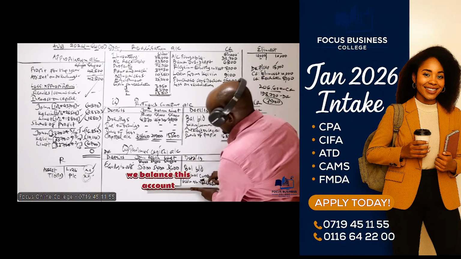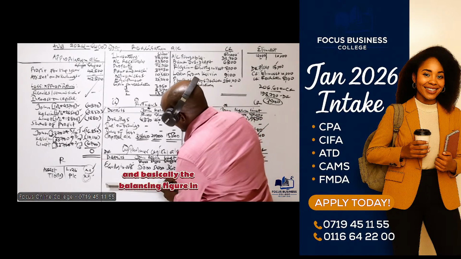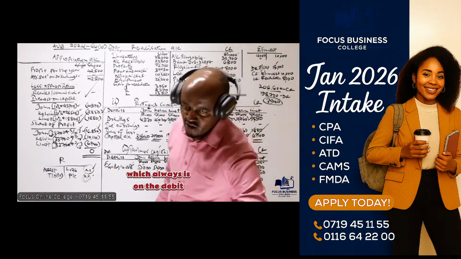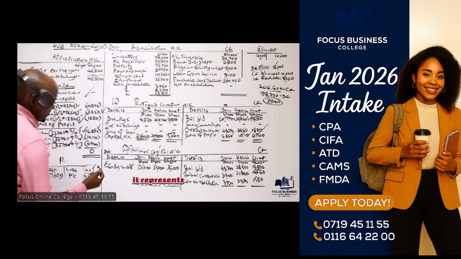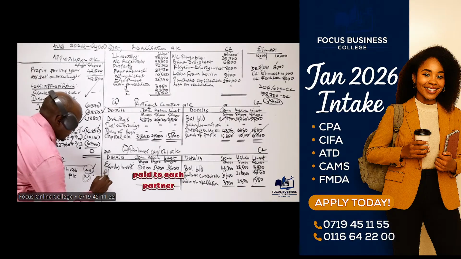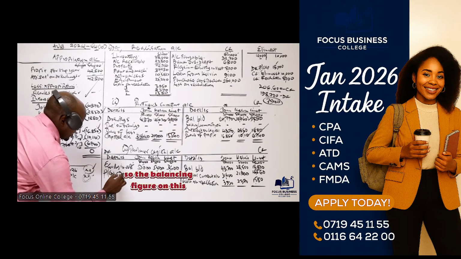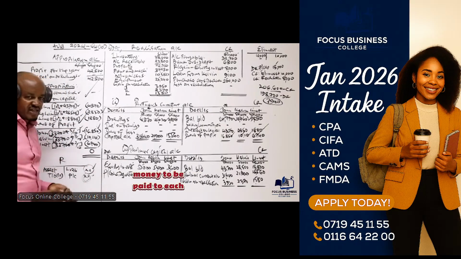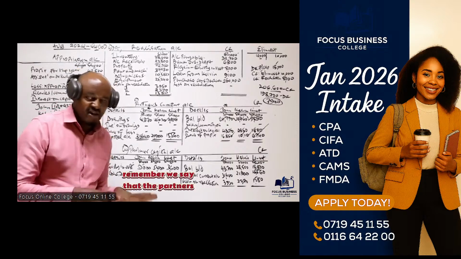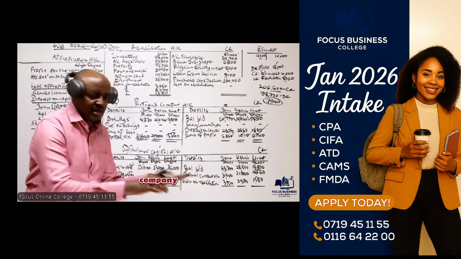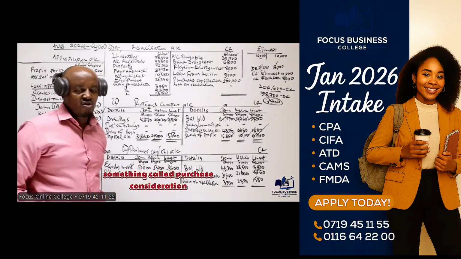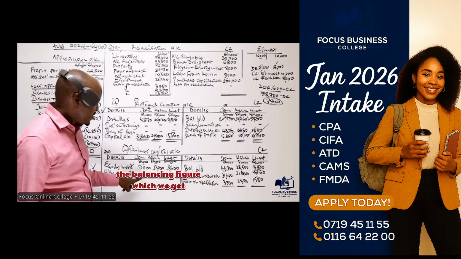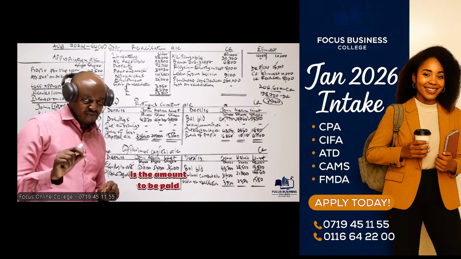We balance this account, we balance the partner's capital account, and the balancing figure in this account, which always is on the debit side, represents the amount of money to be paid to each partner. Remember, the partners have accepted to sell their business to the company. They must be paid something called purchase consideration. So the balancing figure we get here is the amount to be paid to each partner.